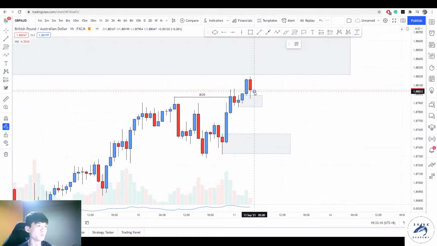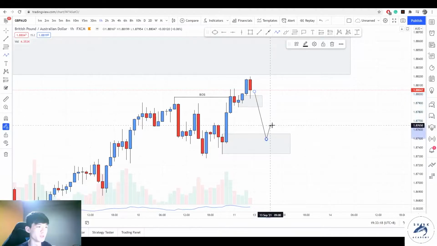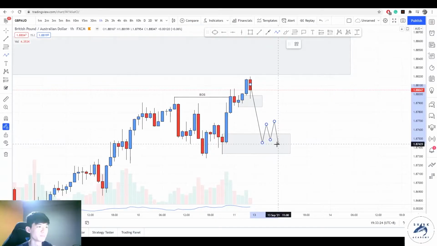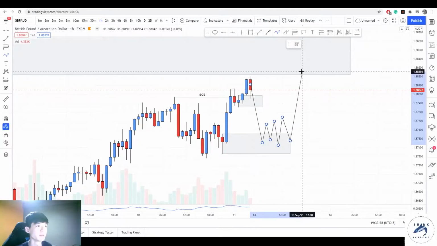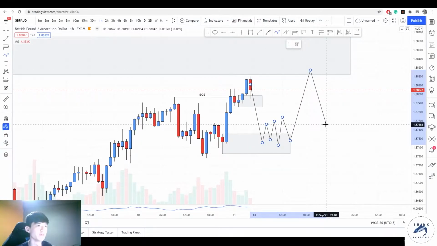So if prices were to move lower and accumulate here, you can catch buys on the lower time frame and target this high and eventually into the supply area. So this is the first trade idea.